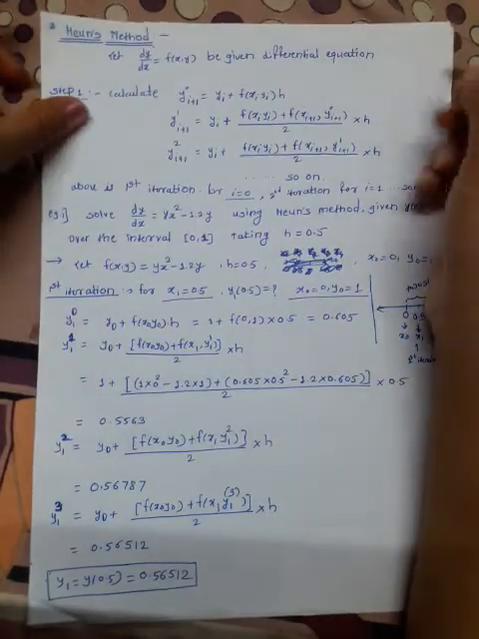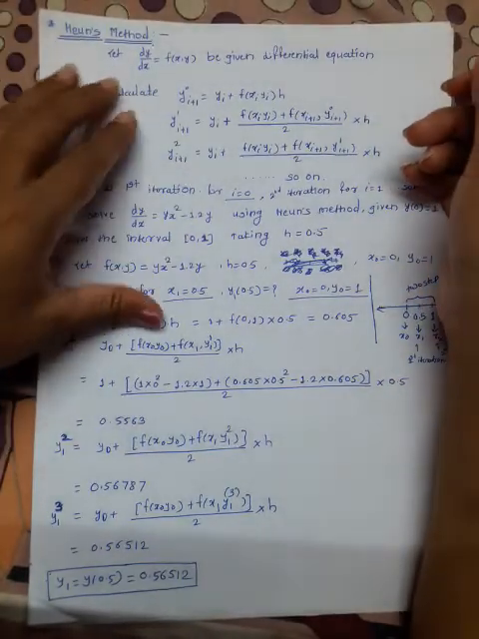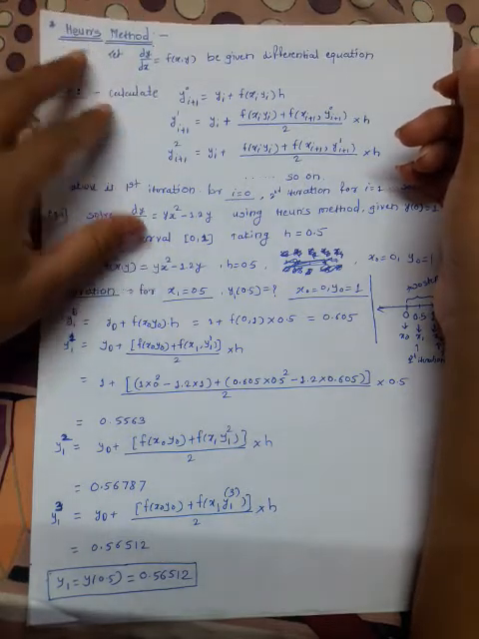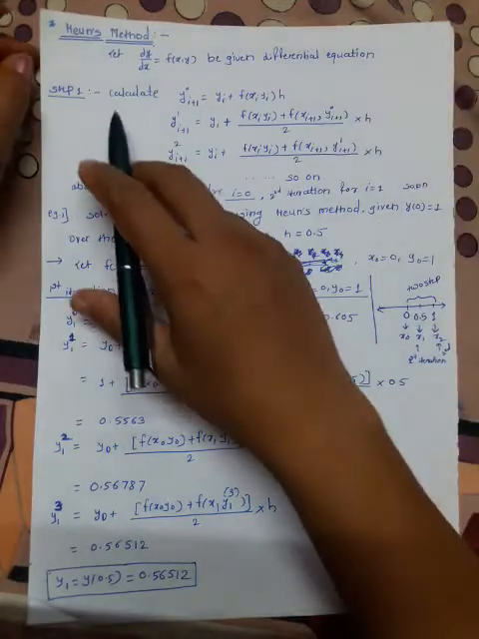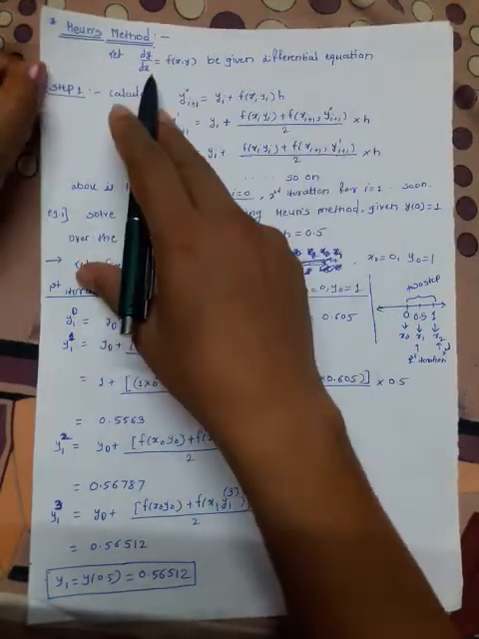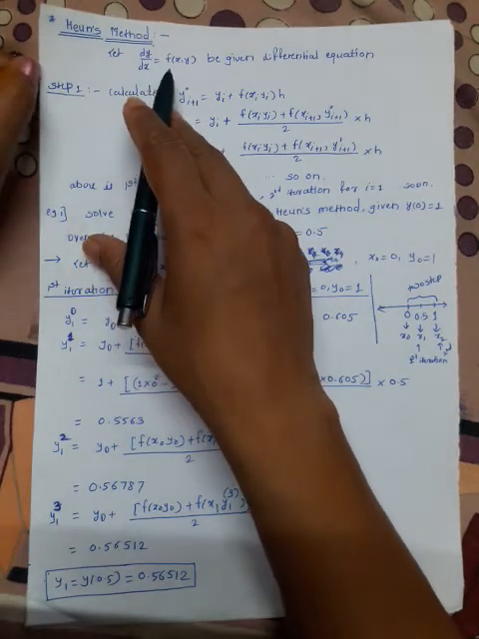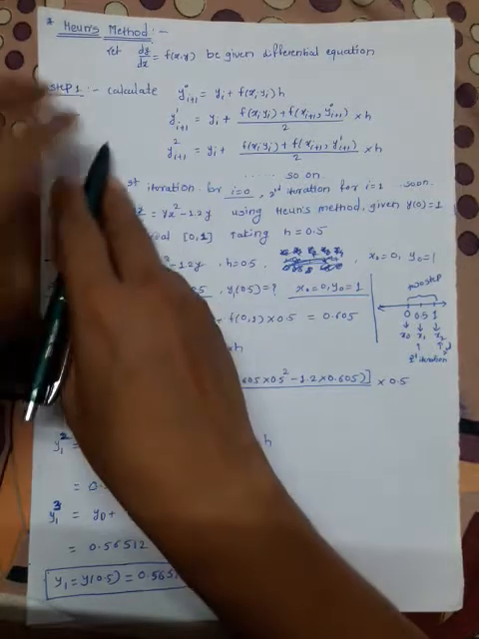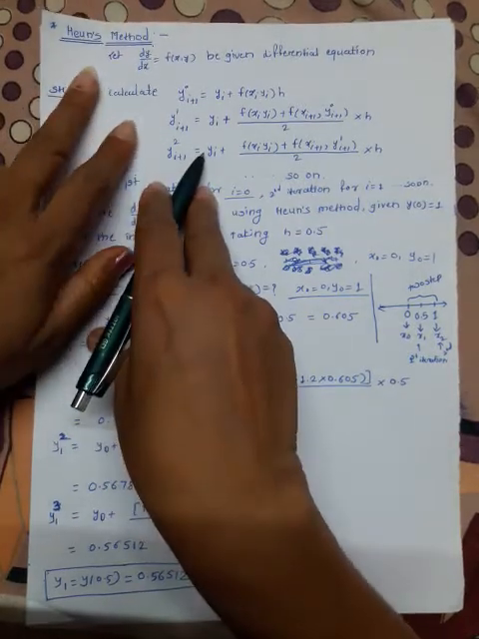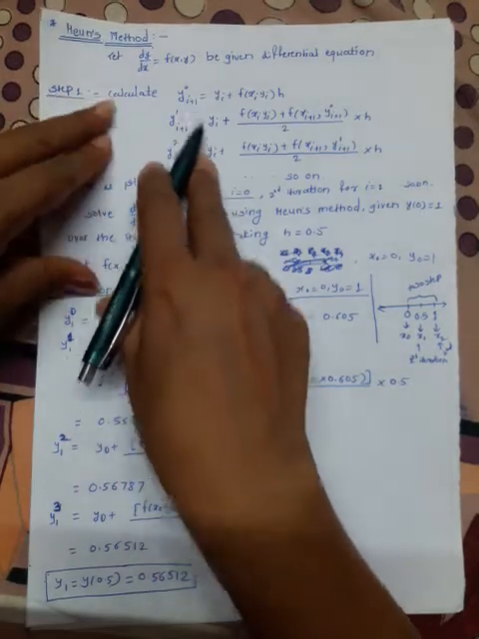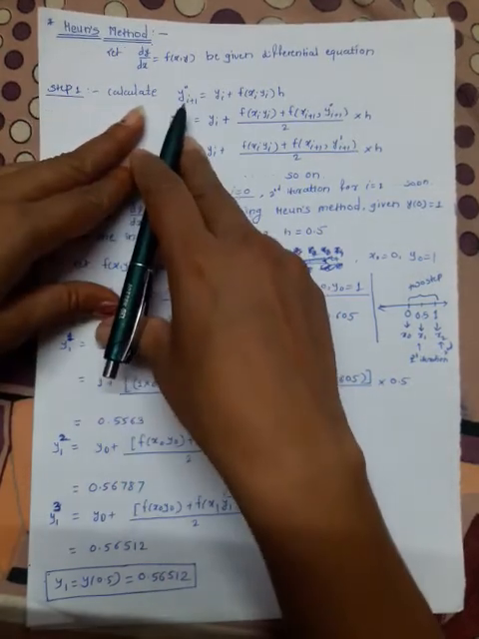Hello everyone, let us see now the next point of this fifth chapter. This is the last point, the last method, Heun's method. Let dy by dx is equal to f of x, y be the given differential equation which we want to solve with the initial conditions x0 and y0. The formulas for the first iteration are for i is equal to 0. This will be our first iteration or first step.